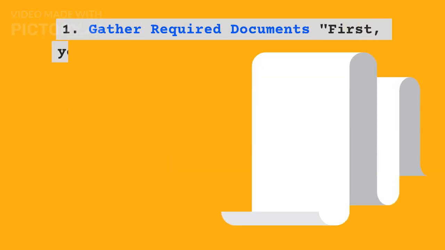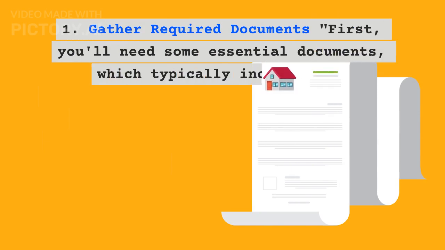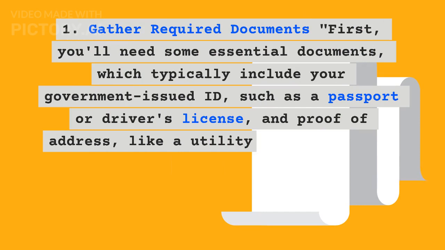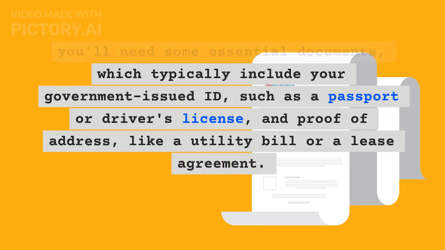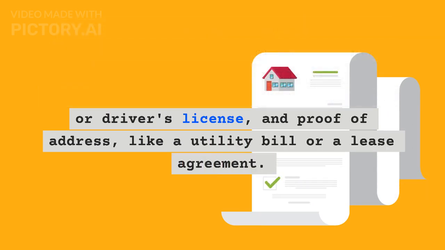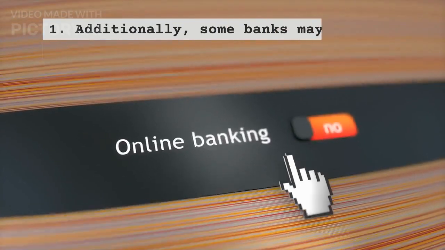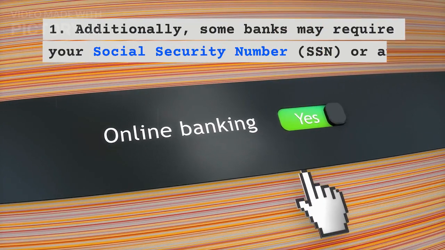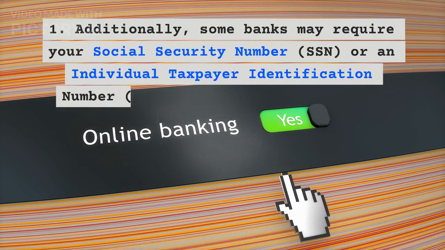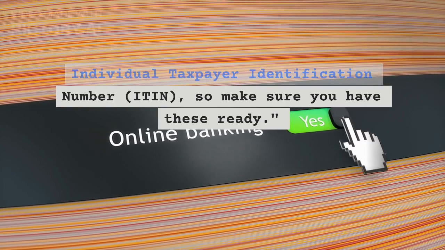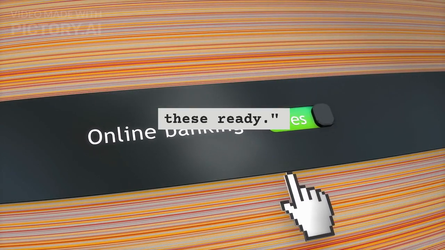1. Gather required documents. First, you'll need some essential documents, which typically include your government-issued ID, such as a passport or driver's license, and proof of address, like a utility bill or a lease agreement. Additionally, some banks may require your Social Security number, SSN, or an individual taxpayer identification number, ITIN, so make sure you have these ready.